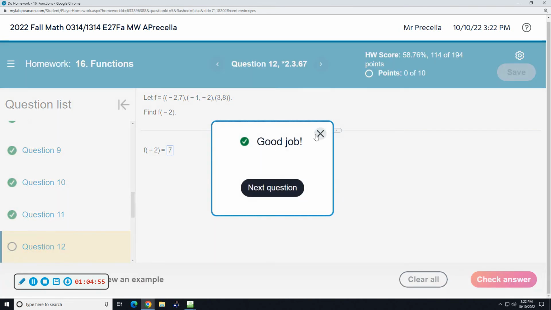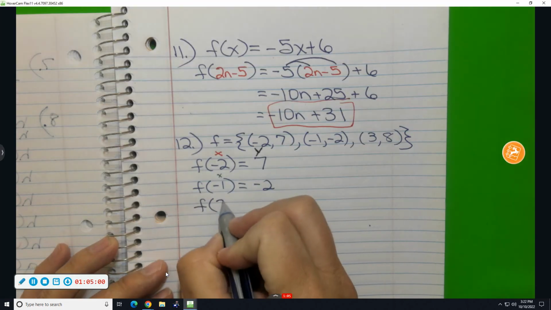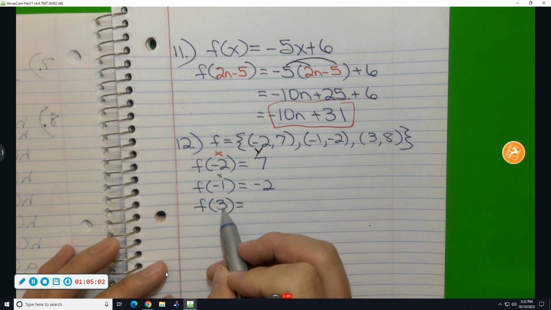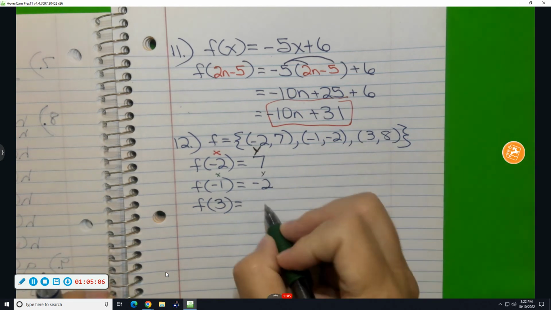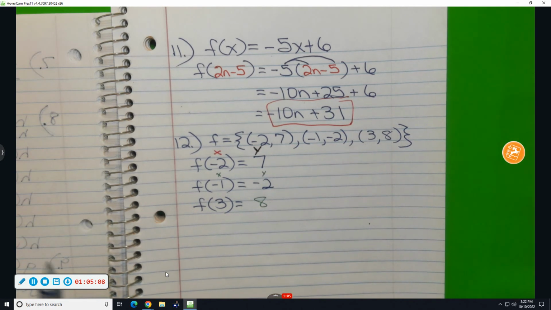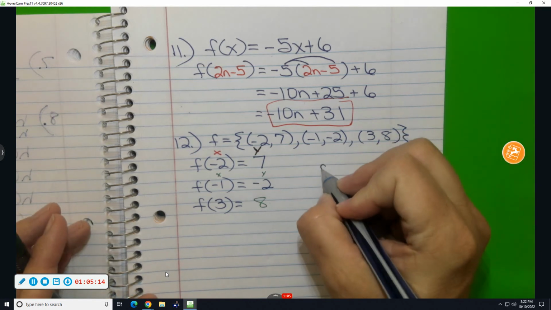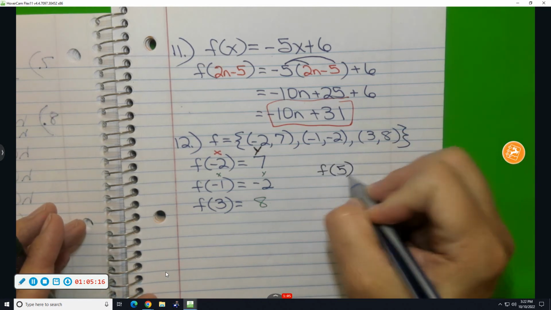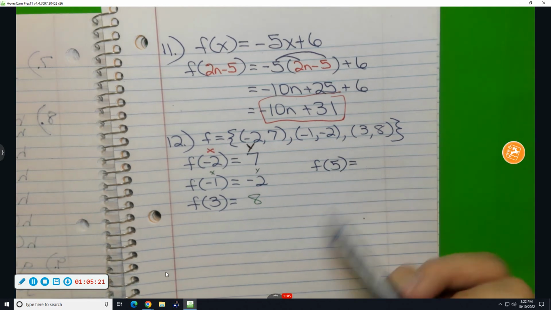Okay. Suppose I'll do one more. Suppose they'd ask for f of 3. When x is 3, the y value is 8. I agree. Those are the only 3 possible problems that could have an answer with number 12. Suppose I asked you for f of 5. When x is 5, what's y?